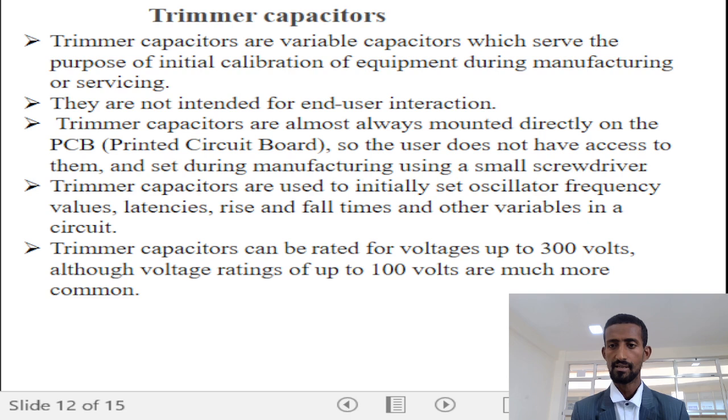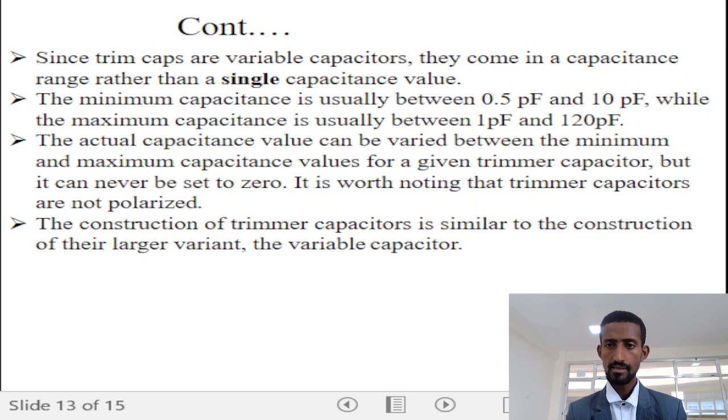Trimmer capacitors can be rated for voltage up to 300 volts. The rating of these types of variable capacitors is around 300 volts. Also, voltage ratings up to 100 volts are much more common. Since trimmer capacitors are variable capacitors, they come in a capacitance range rather than a single capacitance value. It will come within a certain range. By using a screwdriver, you may attain a largest value or a smallest value within that range.